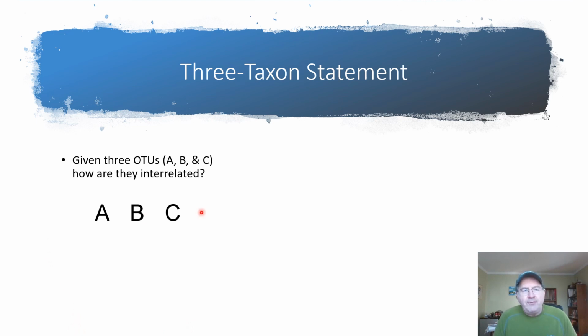So given that I have 3 OTUs, how many different ways could they be related? Well, it could be that species A and species B are more closely related to each other than either is to C. That is, A and B share a more recent common ancestor, represented by that node and that branch there, than they do with C. So that's one.